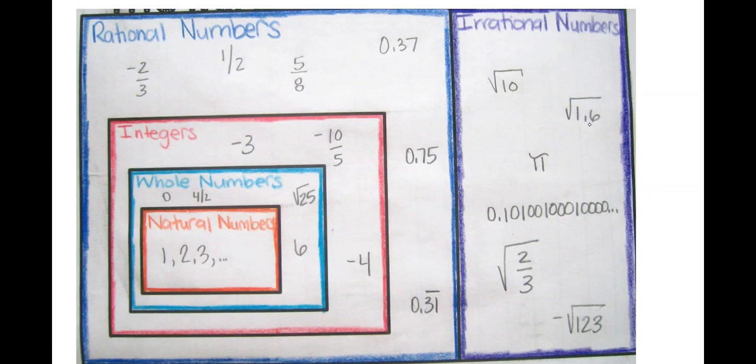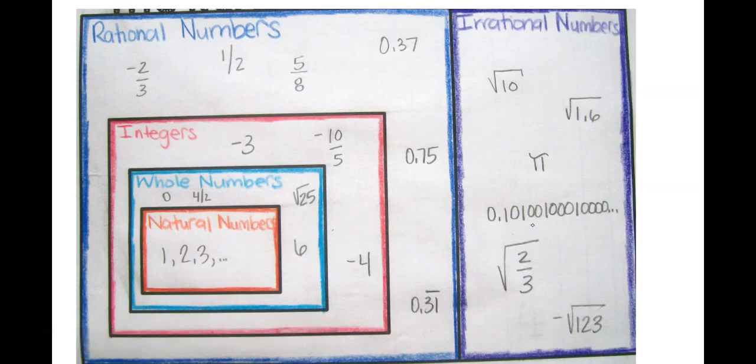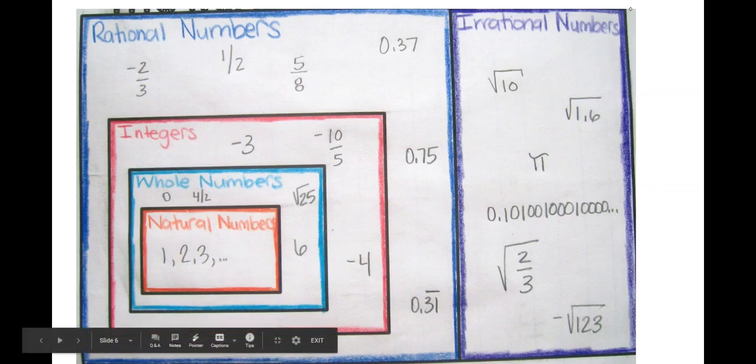1.6 is also not perfect. So if I take the square root of 1.6, I get an irrational number. Pi also is irrational, goes on forever with no pattern. And just like the square root of 2/3 and the square root of 123 are not perfect numbers, so therefore they're irrational. This last one, this decimal of 0.10100100004, there is no pattern, nothing's repeating, therefore it is irrational.